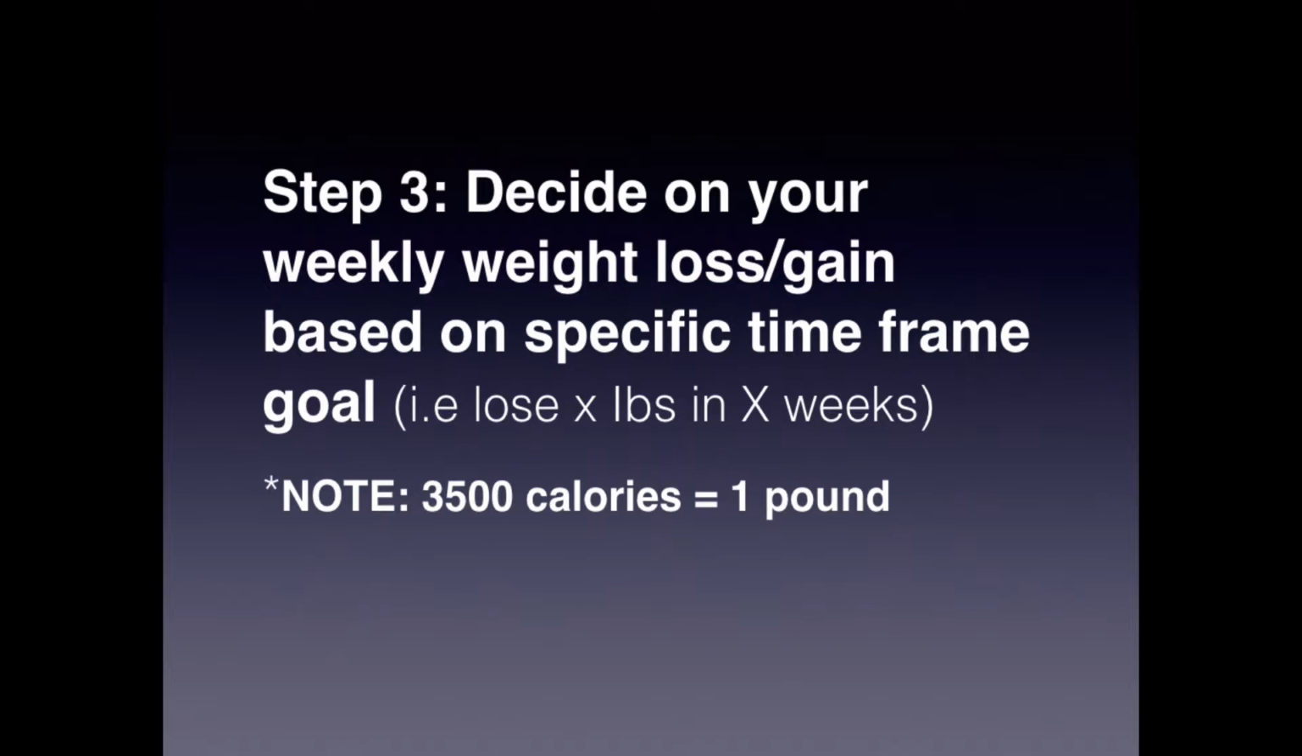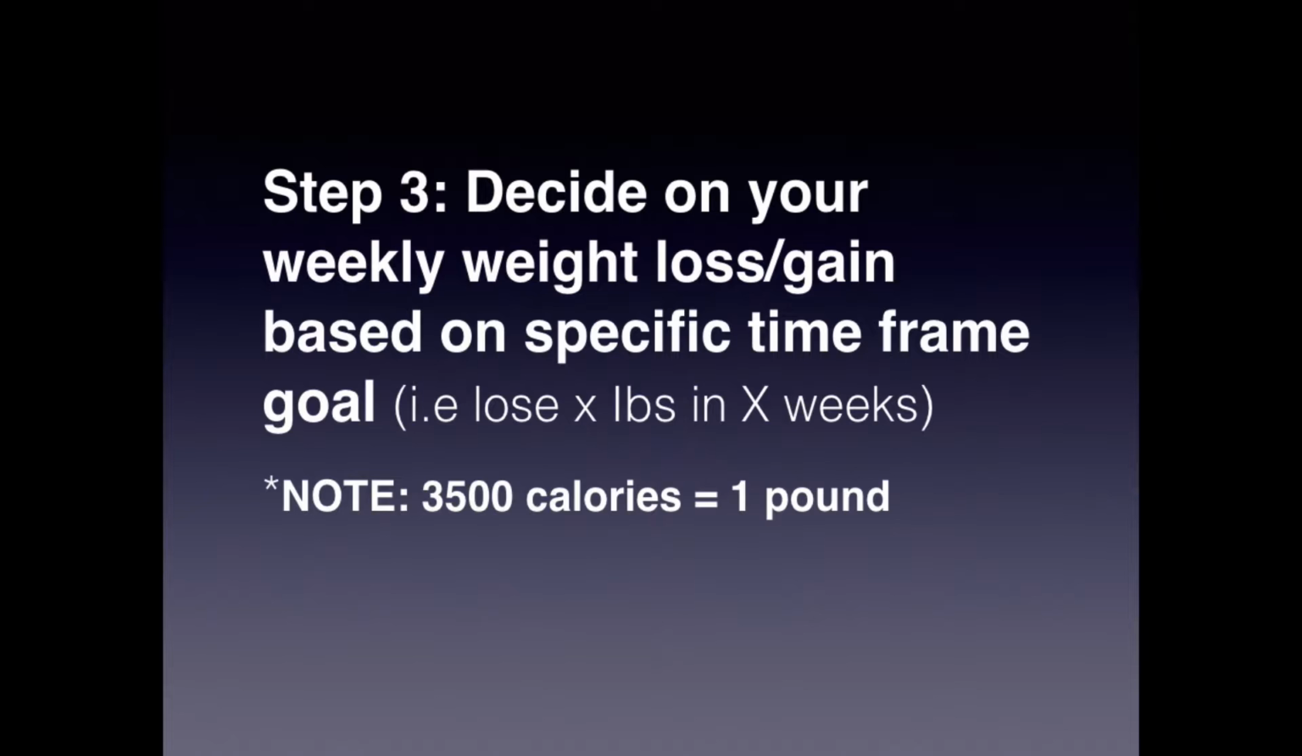Okay, then we go on to step 3. So step 3 is decide on your weekly weight loss. So how much weight a week do you want to lose? If you haven't been losing weight so far, this is your chance to get really specific. So the way that we do that is we first need to know how many calories are in a pound of body fat. Okay, so there are 3,500 calories in a pound of body fat.